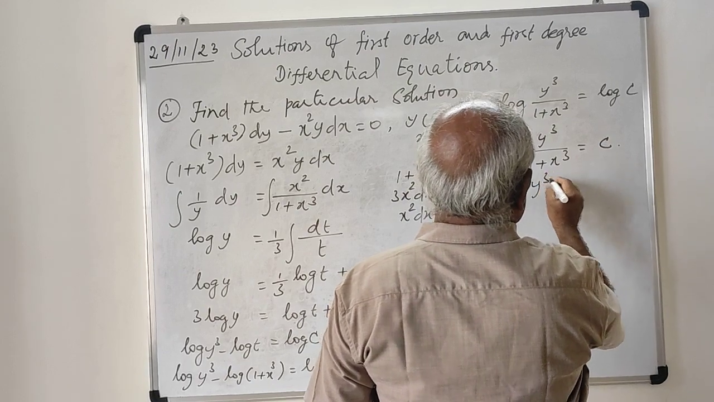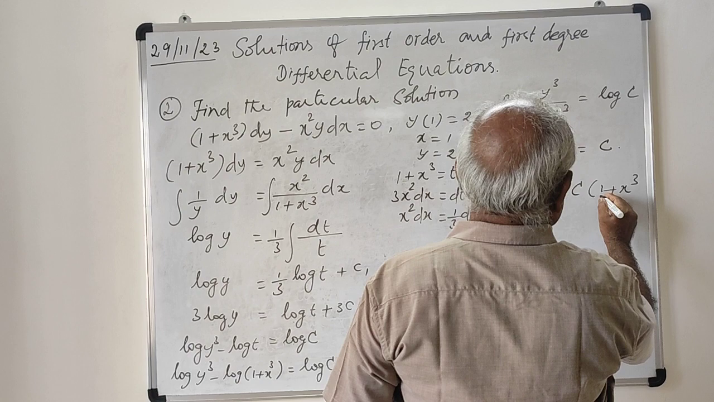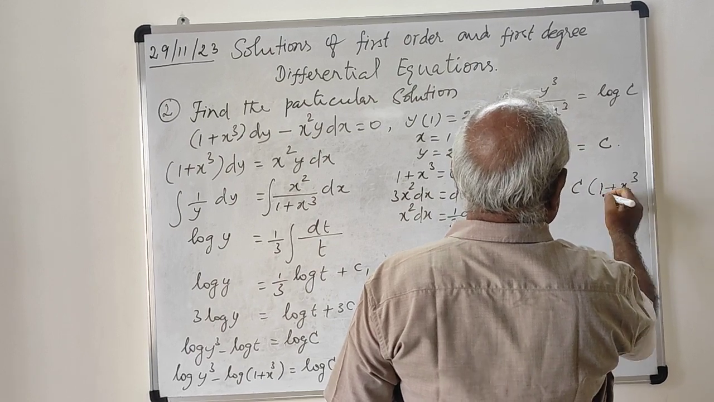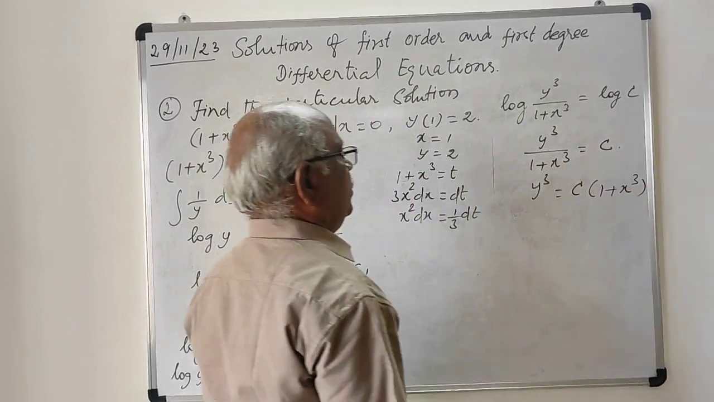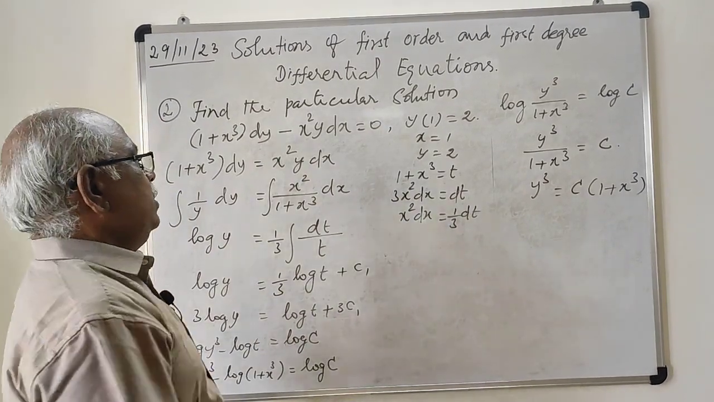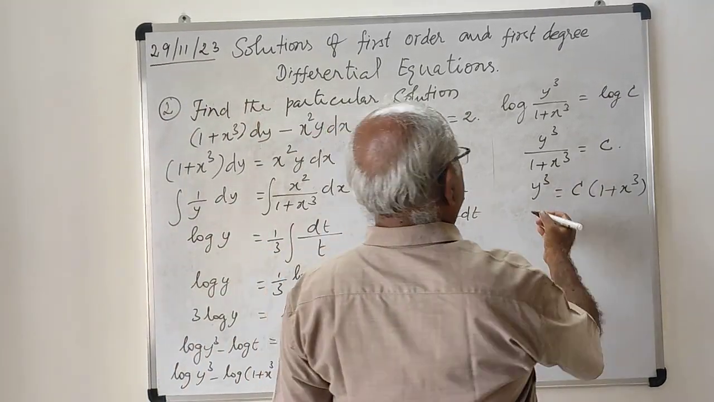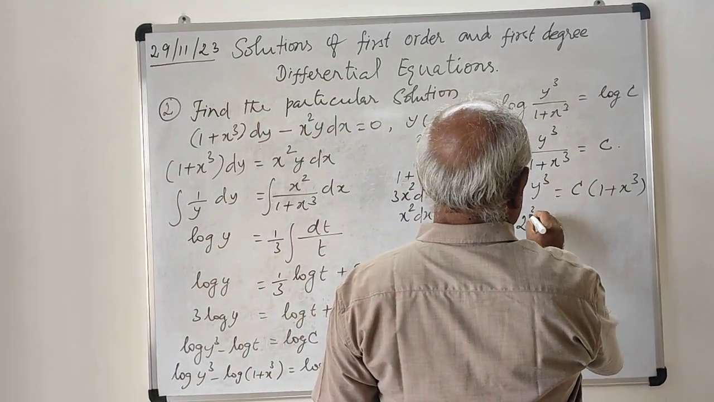That is y cube equal to c into 1 plus x cube. This is the general solution. For the particular solution, you have to substitute x equal to 1 and y equal to 2. Put x equal to 1, y equal to 2.